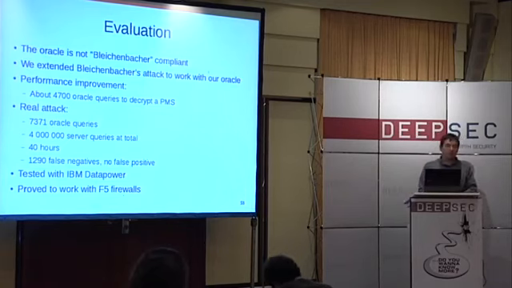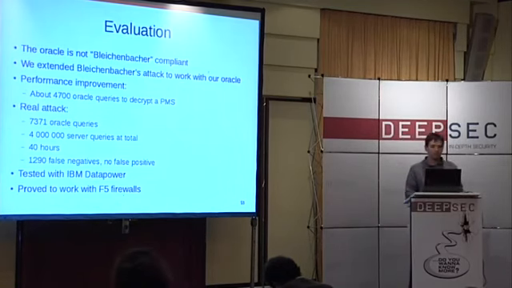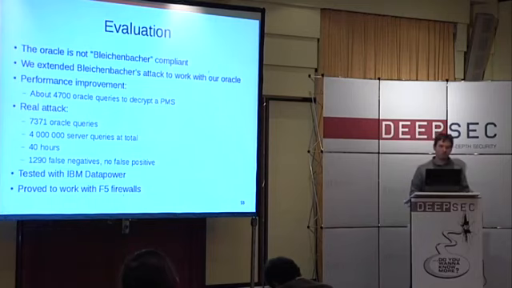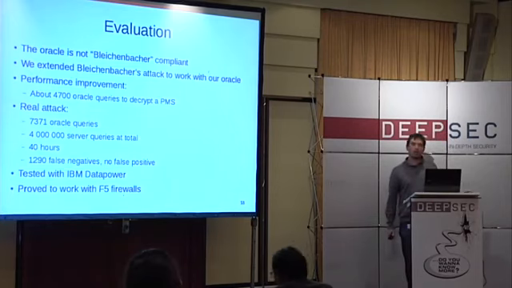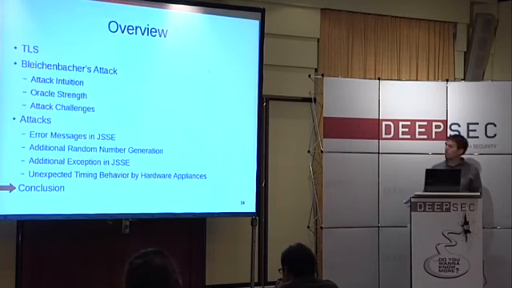The performance was actually improved, and we were able to execute the whole attack with 4,700 oracle queries. Our real attack in our lab took about 4 million server queries in total and lasted about 40 hours. We tested it with IBM DataPower. The reason for this was that IBM DataPower uses a Cavium accelerator chip, which is also used in other devices like F5 firewalls and so on, and we proved that it works for them as well.